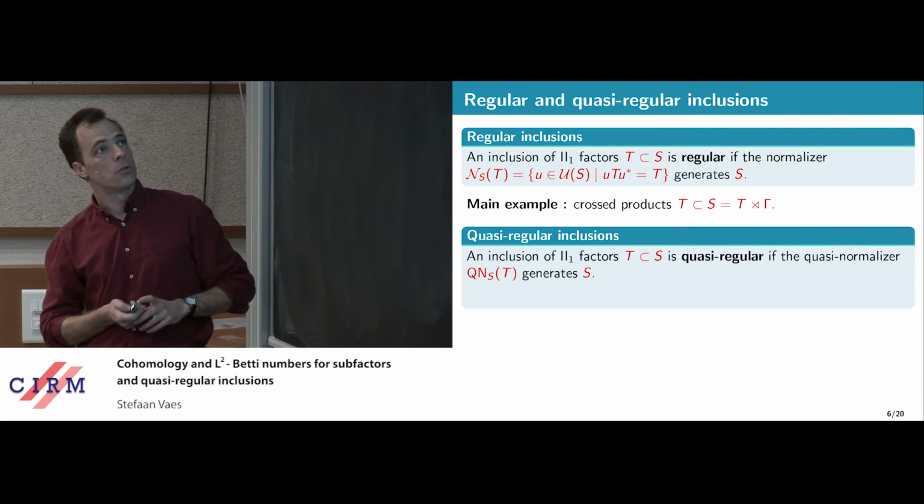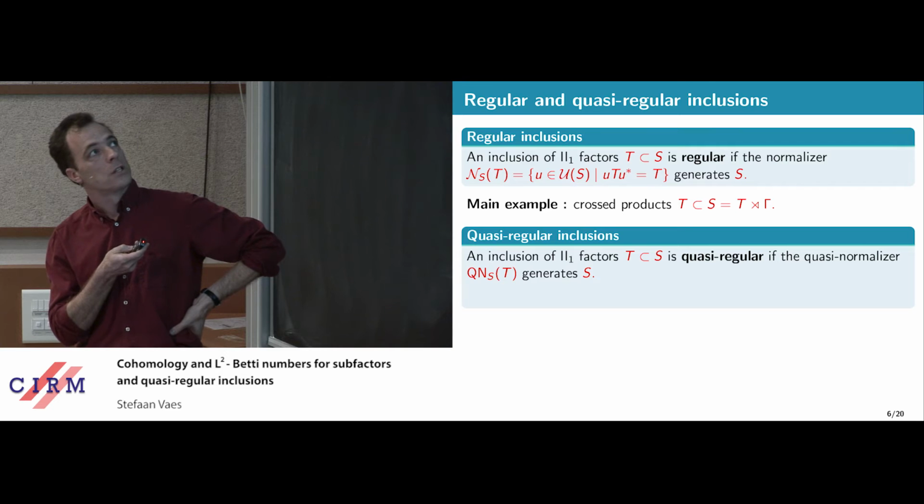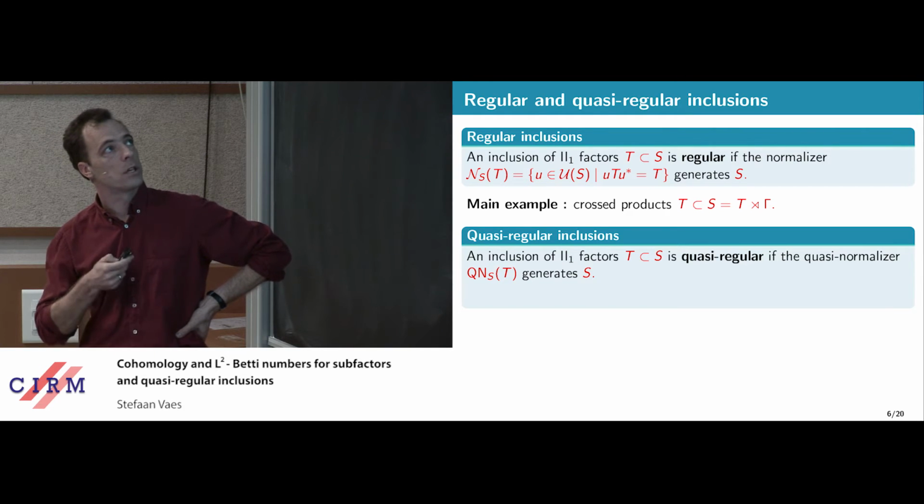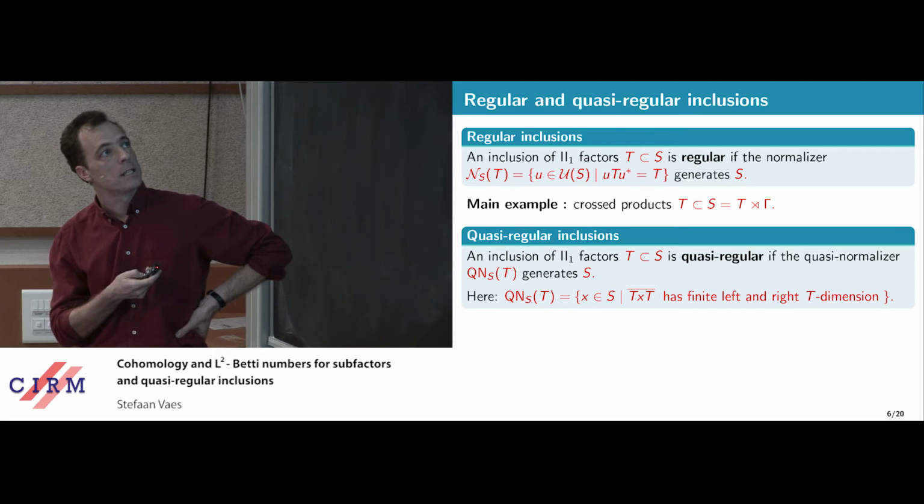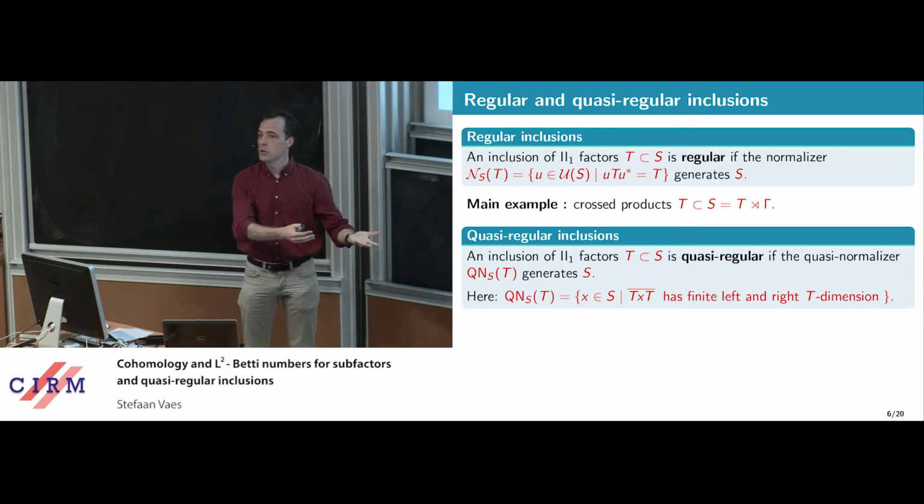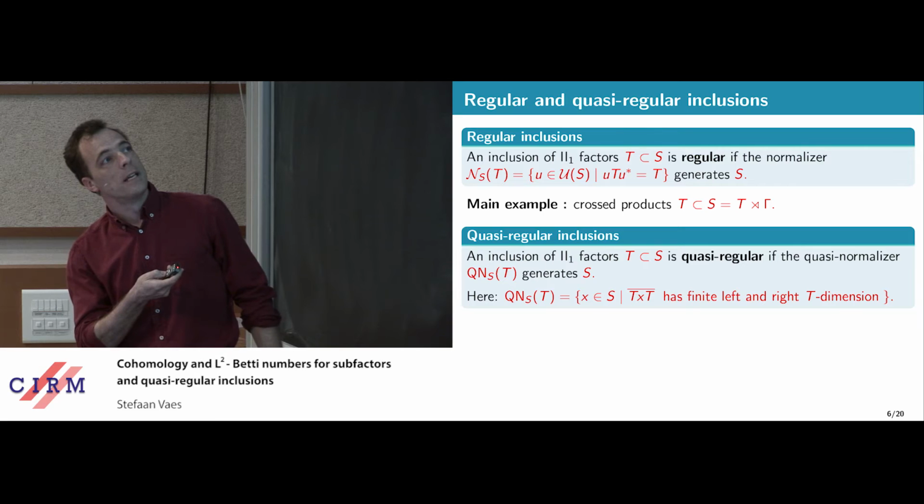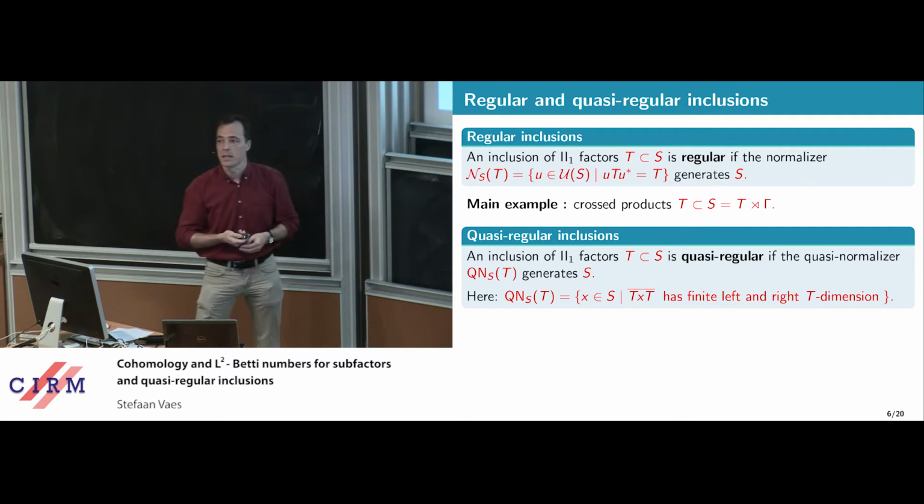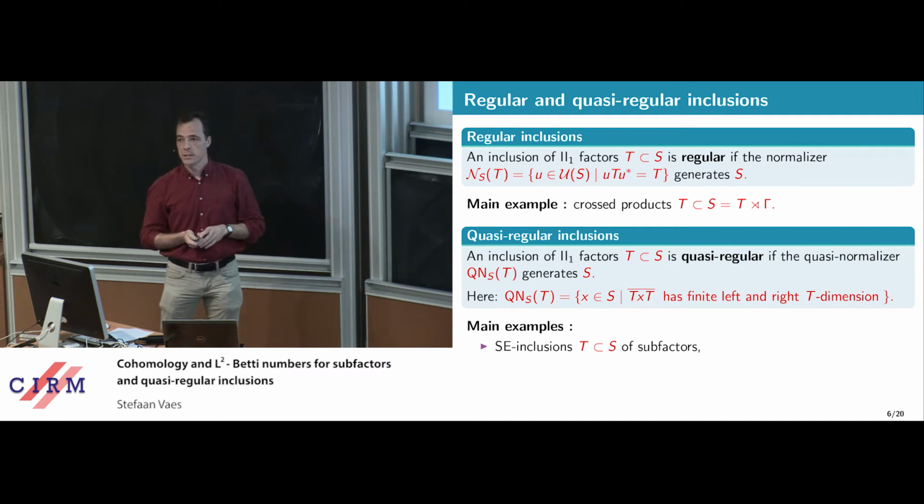And the important notion for us will be the notion of quasi-regular inclusions. So what is a quasi-regular inclusion? It's any inclusion of two II_1 factors such that the quasi-normalizer generates S. Now, what is the quasi-normalizer? The quasi-normalizer consists of all elements x in S such that if I look at the T bimodule generated by x, and maybe I want to view it in the Hilbert space, so I take the L2 closure, then it is finitely generated both as a left T module and as a right T module. Now, in the case of the normalizer, if x is a unitary that normalizes T, then I have just Tx, or I have xT. I mean, I have one-dimensional modules on both sides, of course.